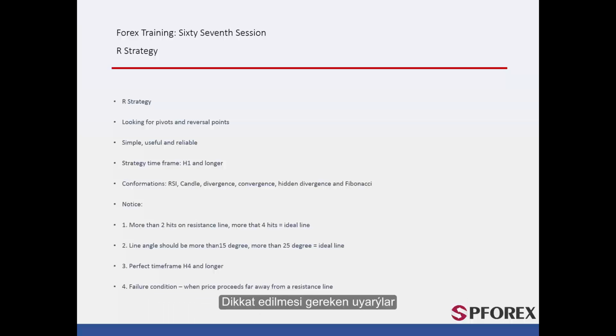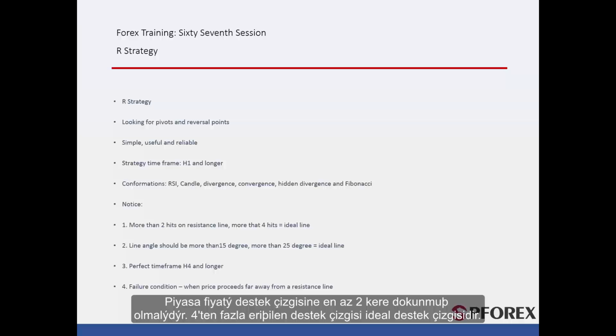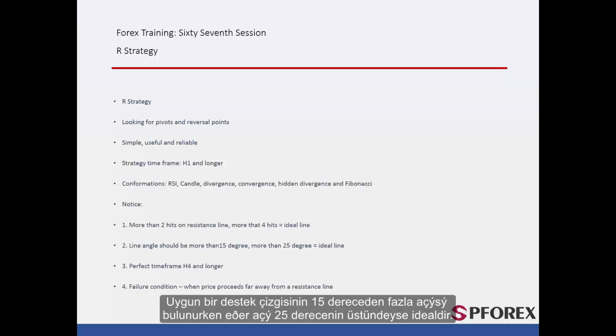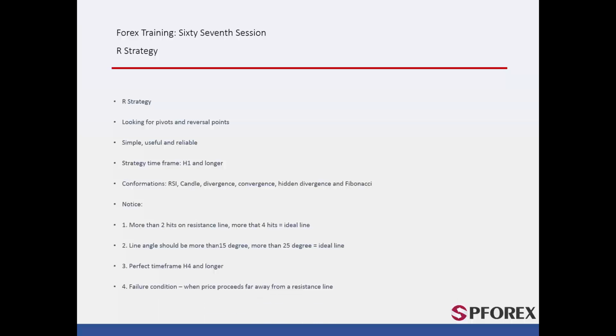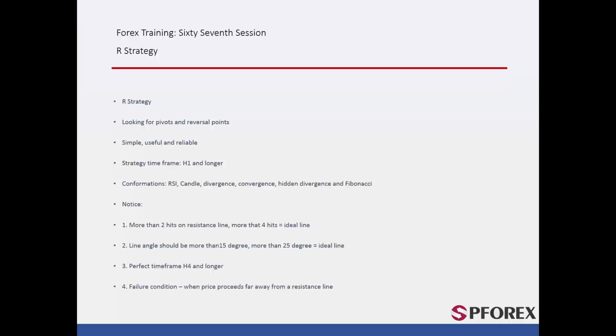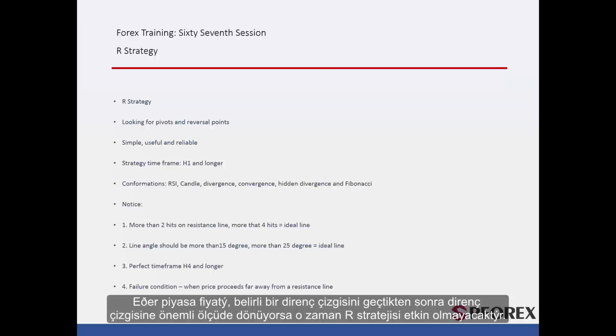Remarkable notifications. A trader must consider the following aspects. Market price must touch the support line at least twice. A support line with more than 4 hits is an ideal support line. A suitable support line has an angle greater than 15 degrees, while it would be ideal if the angle was over 25 degrees. Appropriate time frames are H4 and longer spans. If the market price returns considerably towards the resistance line after it has crossed a given resistance line, then the R strategy would become ineffective.